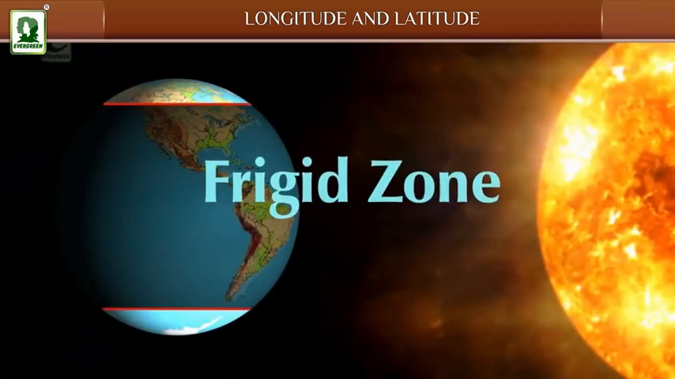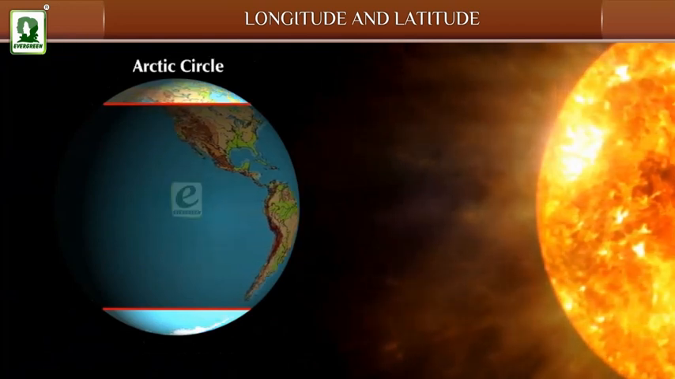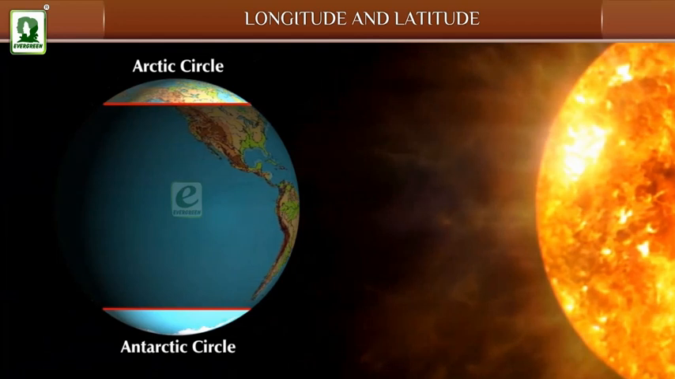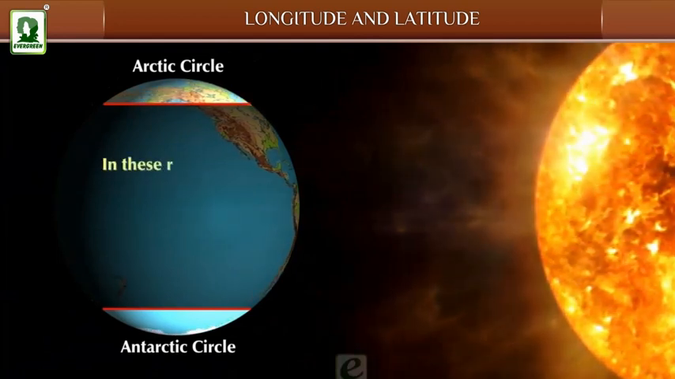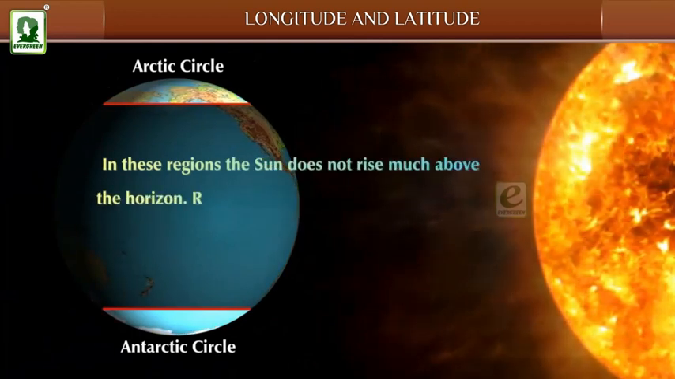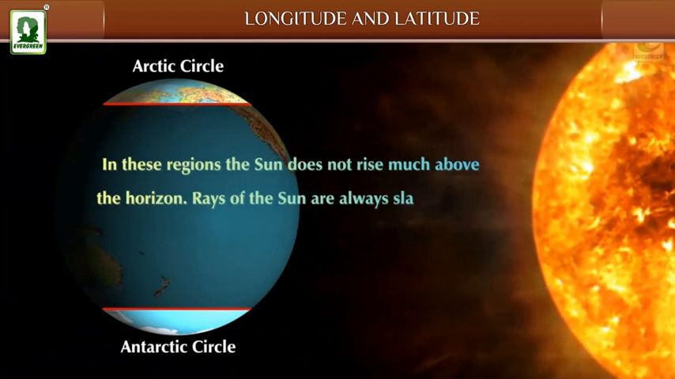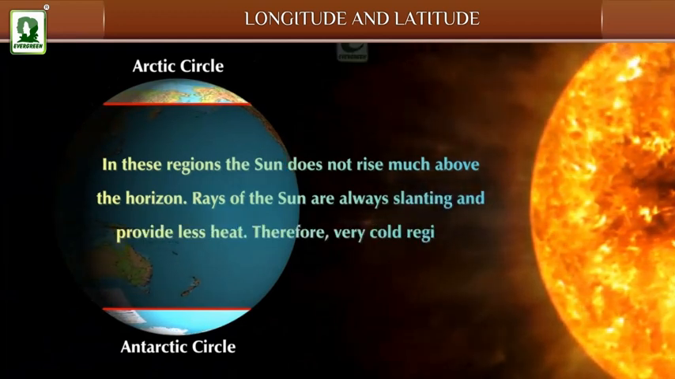Frigid Zone. The regions between the Arctic Circle and the North Pole and between the Antarctic Circle and the South Pole are called frigid zones. In these regions, the sun does not rise much above the horizon. Rays of the sun are always slanting and provide less heat. Therefore, these are very cold regions.